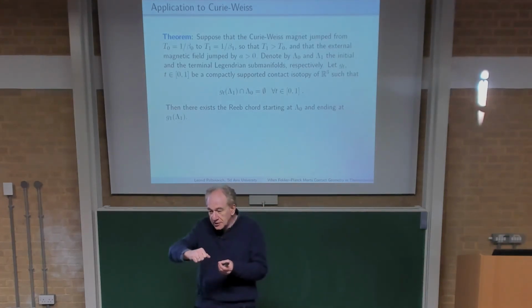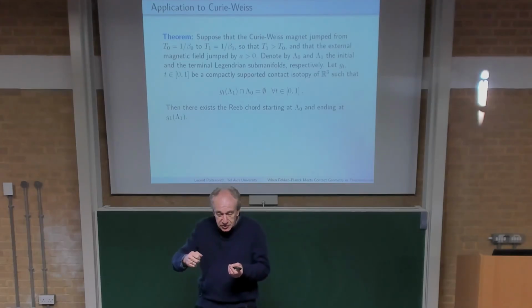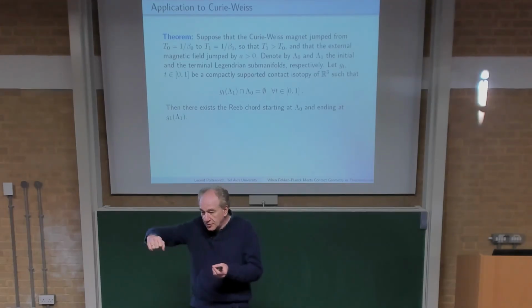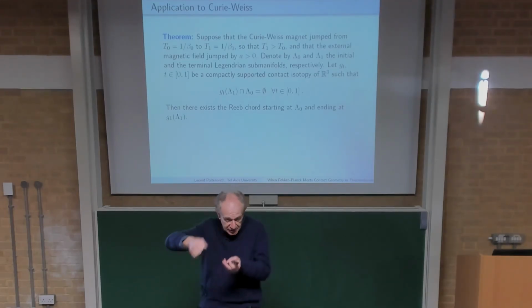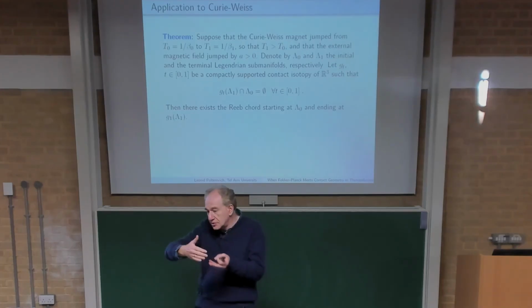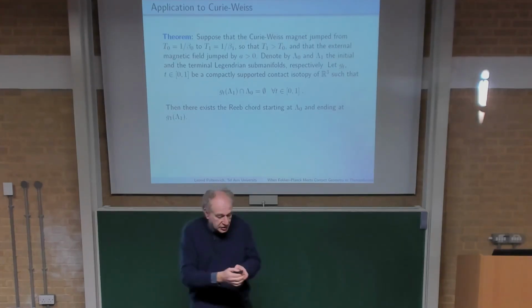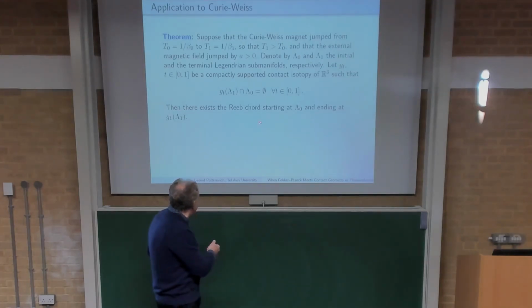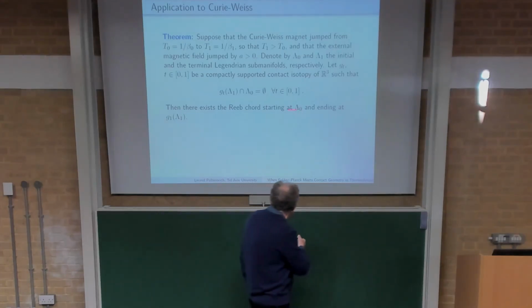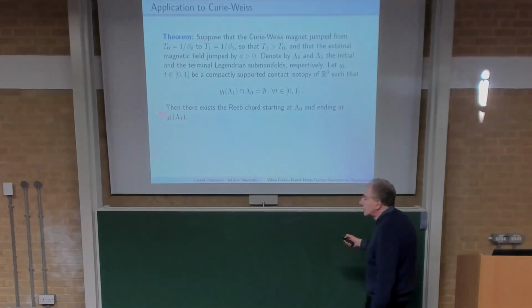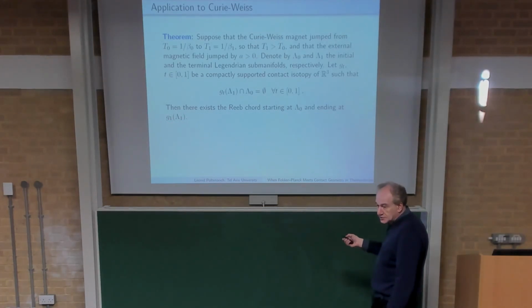But now we applied some perturbation to lambda 1. So lambda 1 was deformed among Legendrians, not necessarily graphical, so that it does not hit lambda 0. The claim is that there is still a Reeb chord starting at lambda 0 and ending at G1 lambda 1. So this is a rigorous result.